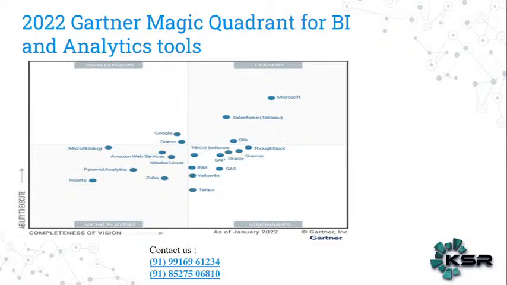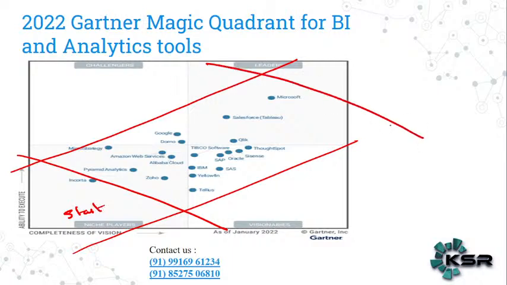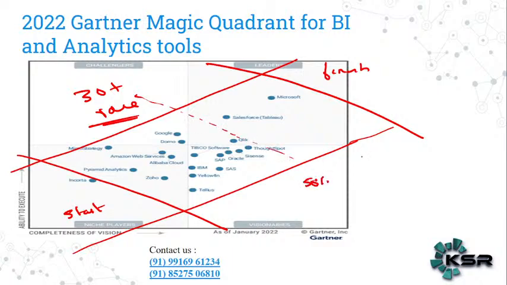Now let me tell you how you can read this. Imagine this is a race. This is a start. This is a finish. Okay, imagine this is a race. Now all the 30 plus tools are running for a race. Now what is happening if you observe it? Let me break it into a halfway mark. 50% of the race, I'll call it the halfway mark.